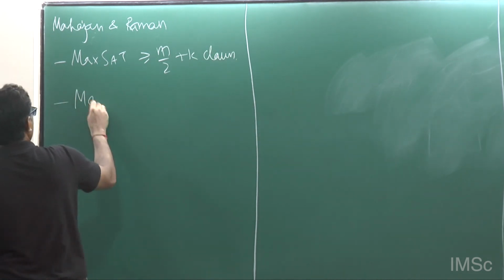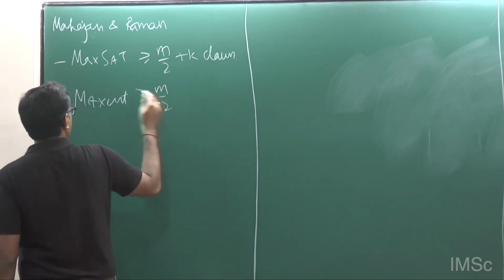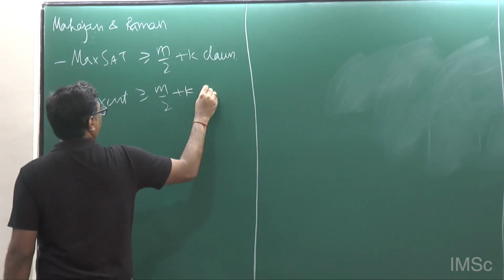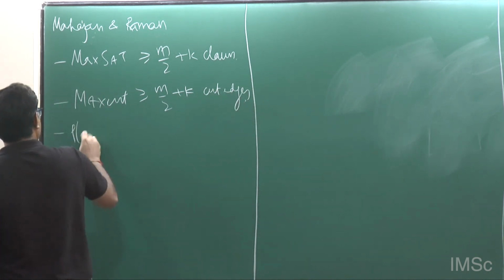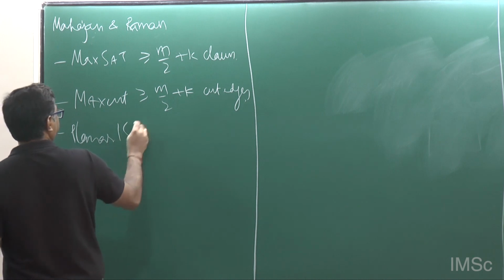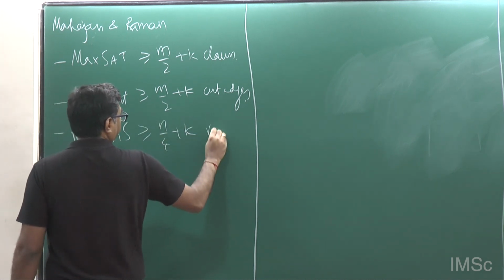For MaxCut, can you satisfy at least m by 2? Can you come up with a cut with at least m by 2 cut edges? Right? For planar independent set, I can come up with n by 4 plus k vertices.